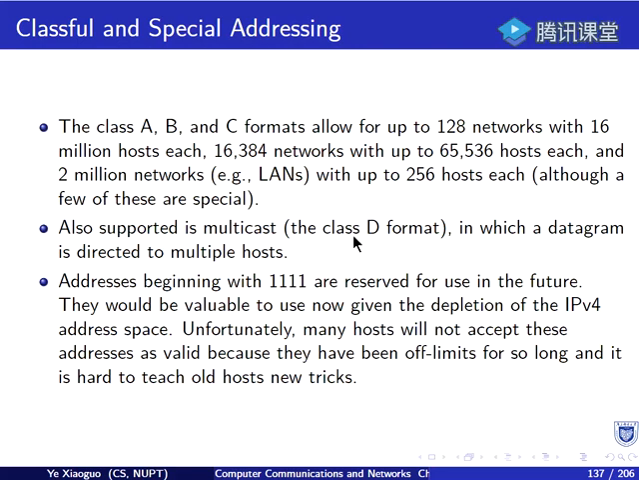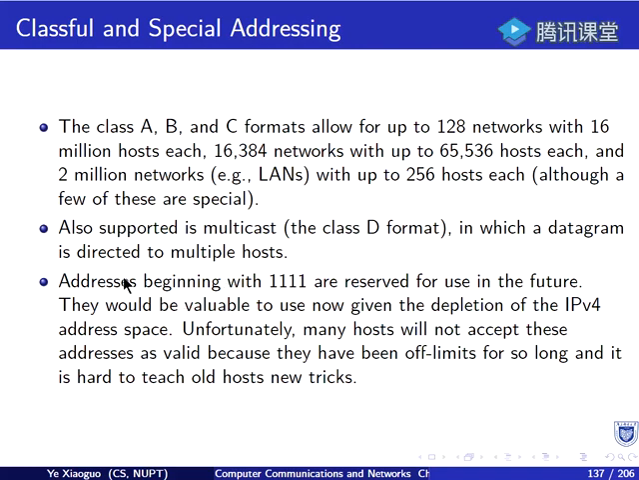The classic class A, B, and C formats allow for up to 128 networks with 16 million hosts each, 16,000 networks with up to 65,000 hosts each, and 2 million networks with up to 256 hosts each. Although a few of these are special.